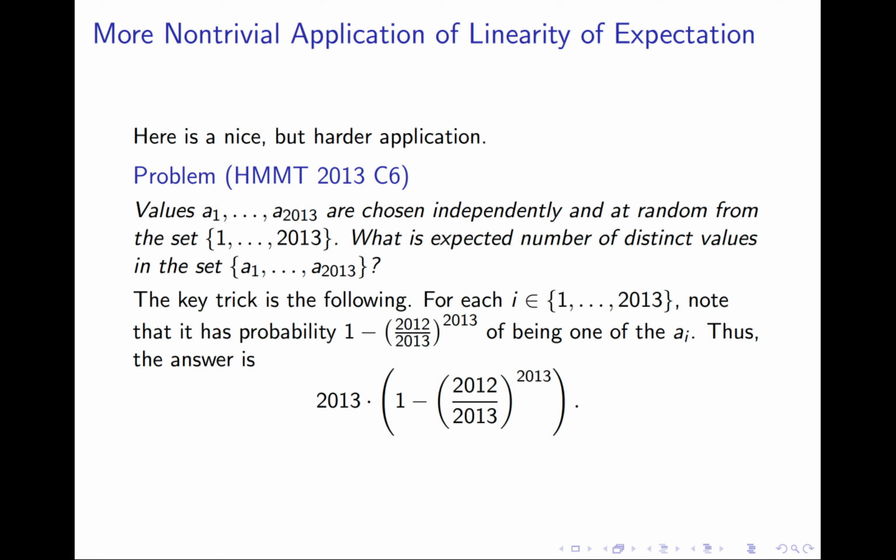Now, by the linearity of expectation, if we add up all these probabilities, which are all the same, that will give us the expected number of distinct values in the set. So your answer is simply going to be 2013 times what we had before.